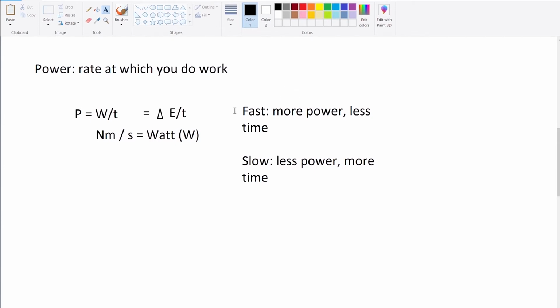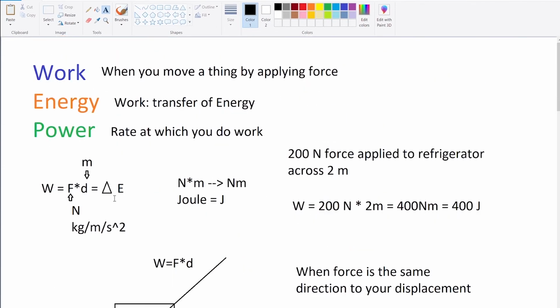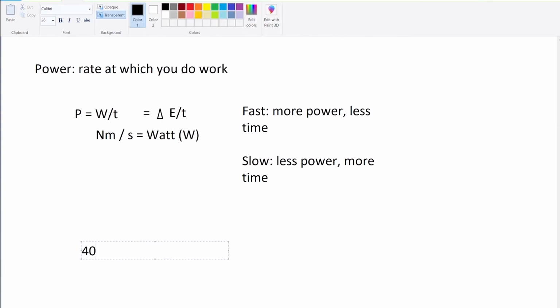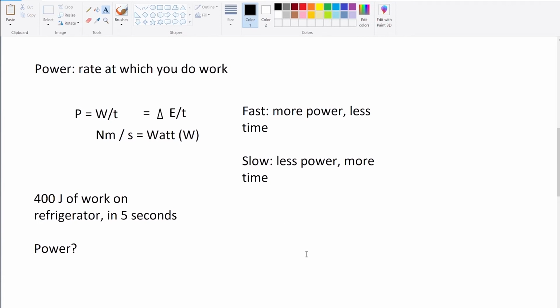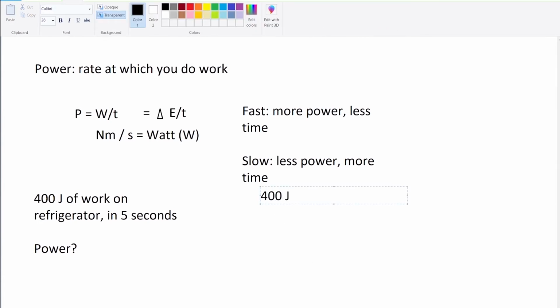So going back to our fridge example, when you had 200 newtons of force across 2 meters, that was 400 joules of work, right? But say you did that in 5 seconds. What would be the power? We would just plug that into the equation here. You already solved for work earlier: 400 joules, the work, divided by 5 seconds in time, because we're using all seconds here.